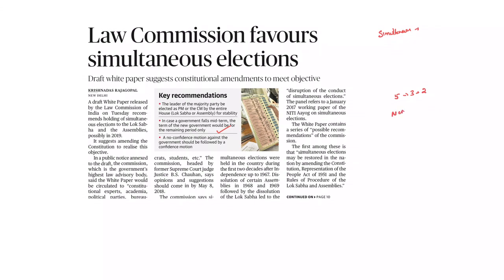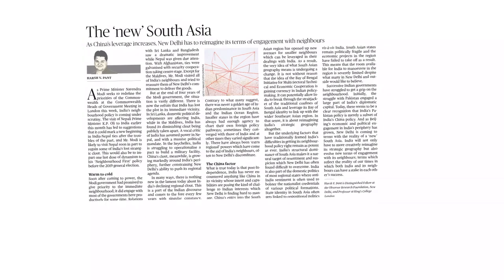Similarly, whenever a no confidence motion is introduced, it also has to be followed by a confidence motion. It means the opposition which is introducing the no confidence motion shall be able to show an effective, viable alternative. That is what is being spoken of here. So the Law Commission favors simultaneous elections.